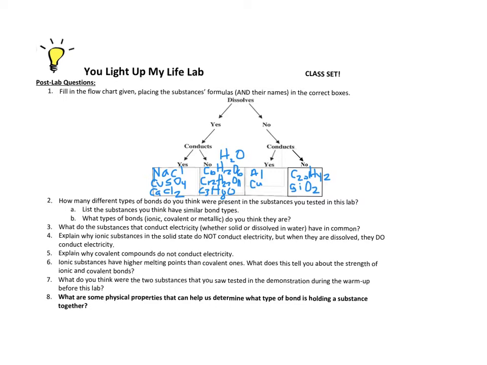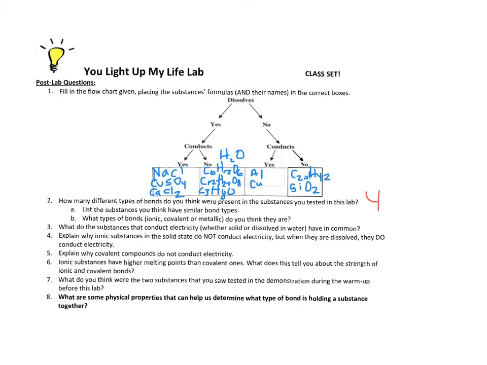All right, so once you've got number 1 all filled in and correct, so if you put any in different places, make sure you got them correct. Let's take a look at number 2. It says, how many different types of bonds do you think are present in the substances that you tested in this lab? All right, and so we've got 4 different categories, so we're going to say 4 different bonds.